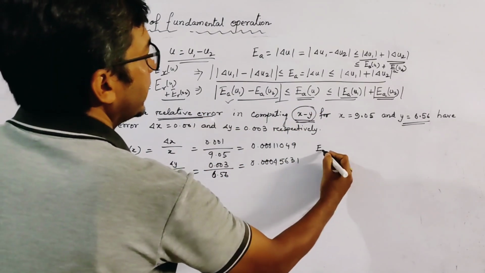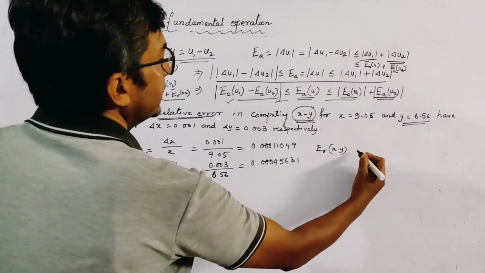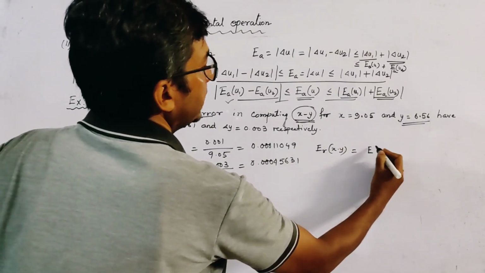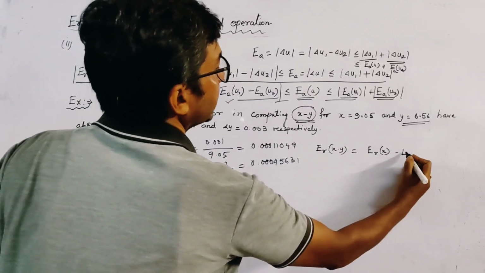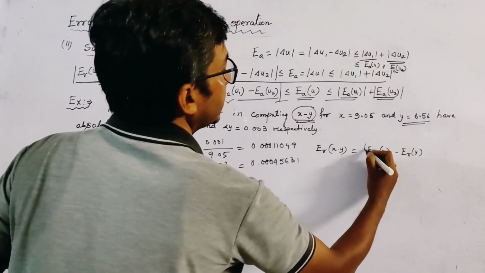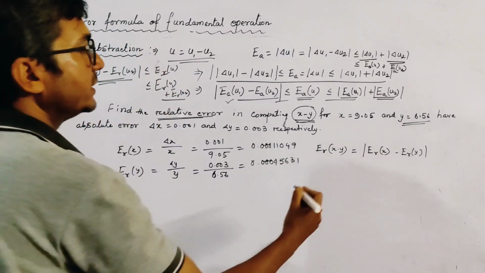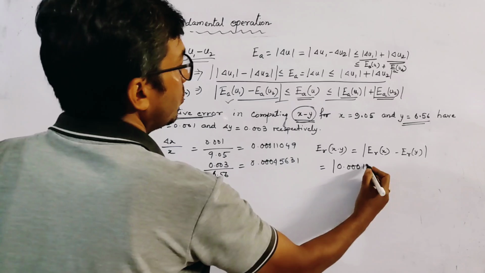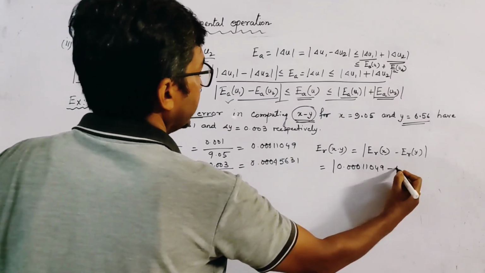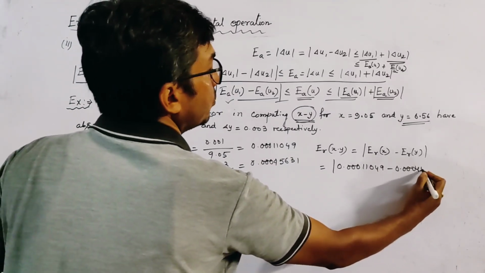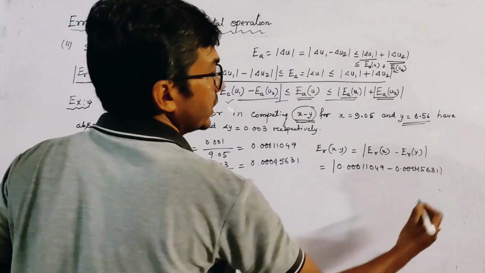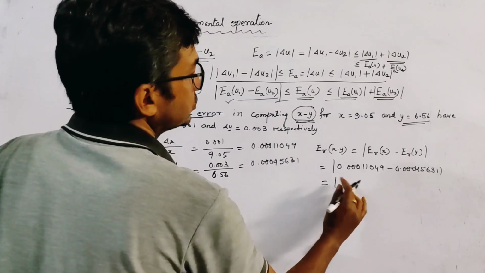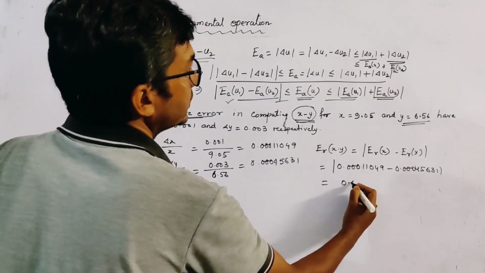Now we have to find the relative error of u, that is the relative error of x minus y. So relative error of x minus y, this is given by this term. So this is relative error of x minus relative error of y, and this mod, and this result is given by mod of 0.000111049 minus 0.0004631.